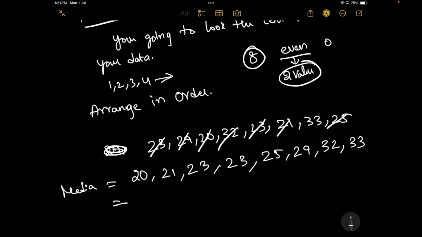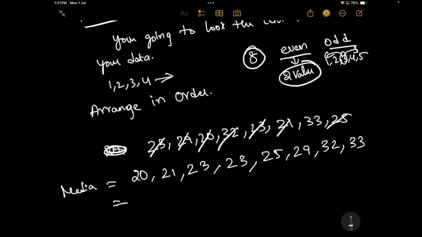But if it was an odd number, for example 1, 2, 3, 4, 5, then you can have 3 as the central tendency, because this number is greater than the first two numbers, and lesser than the next two numbers. So this is the center. Odd is easy to find, but for even there is another process.